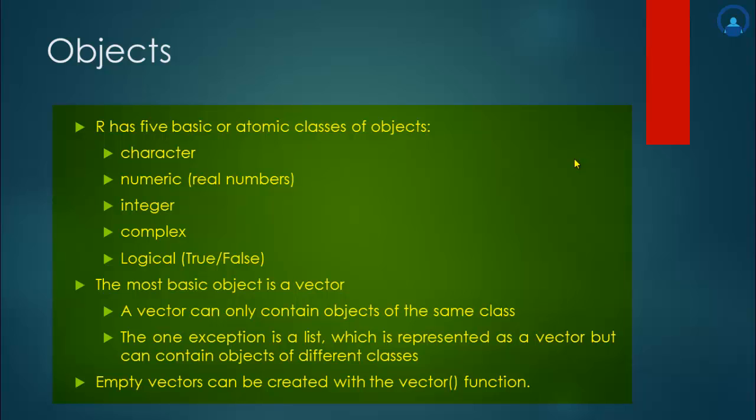The most basic object, which is by default in R programming, is a vector. A vector can only contain objects of the same class, which means when you define a vector in R programming, either it will be a vector of characters or a vector of numeric real numbers or a vector of integers, or it can be a vector of anything, but all the objects within a vector will belong to the same class. There is one exception to this, which is called a list. This is also represented as a vector, but it can contain objects of different classes within it. We will see a side-by-side example of this in the following slides. And we can create empty vectors using the vector function.